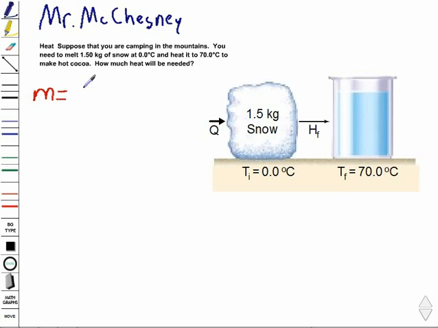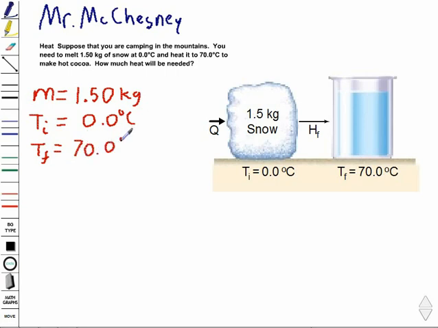So again, even though I wrote it on my diagram, I want to write out my known values and then what I'm looking for. So my mass of my water, or my ice, is 1.5 kilograms. My initial temperature is going to be the temperature of ice, which would be 0.0 degrees Celsius. I've got a final temperature that is 70.0 degrees Celsius.